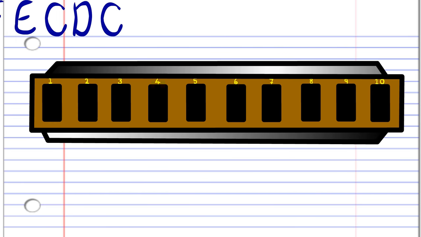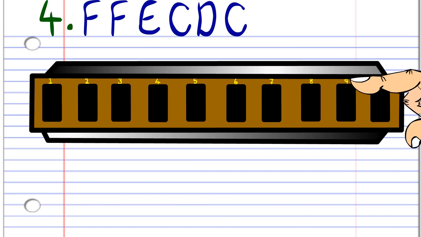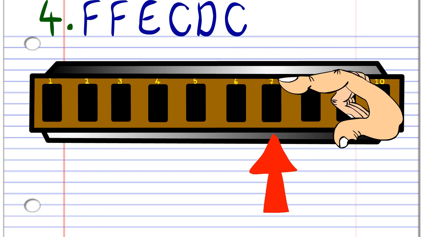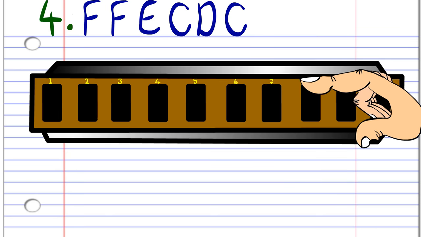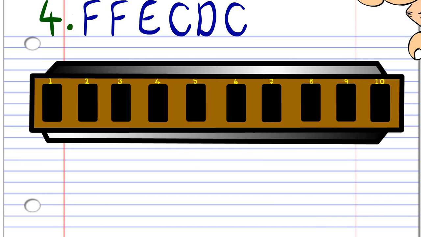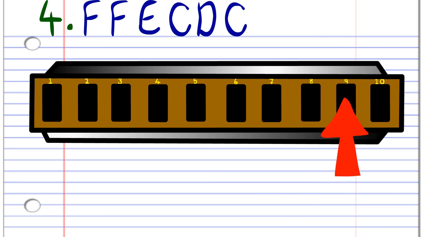And finally, phrase four. Breathe in through nine twice. Then blow into eight, blow into seven, breathe in through eight, and blow into seven. And practice this until you end up with something that sounds like this.